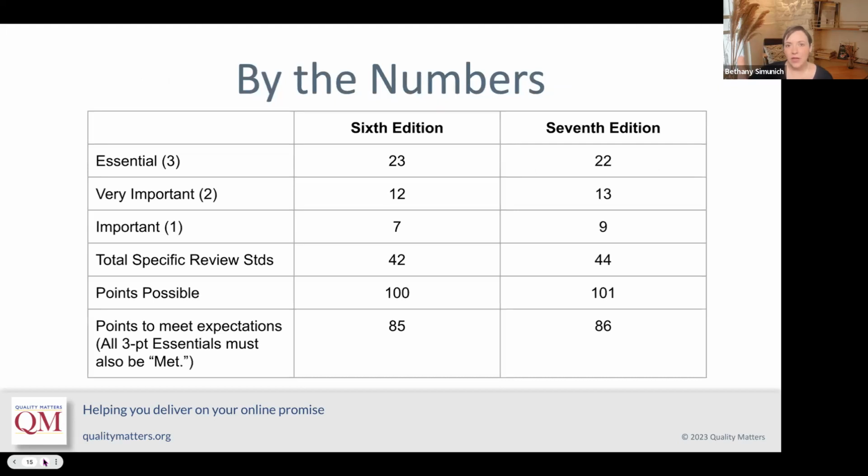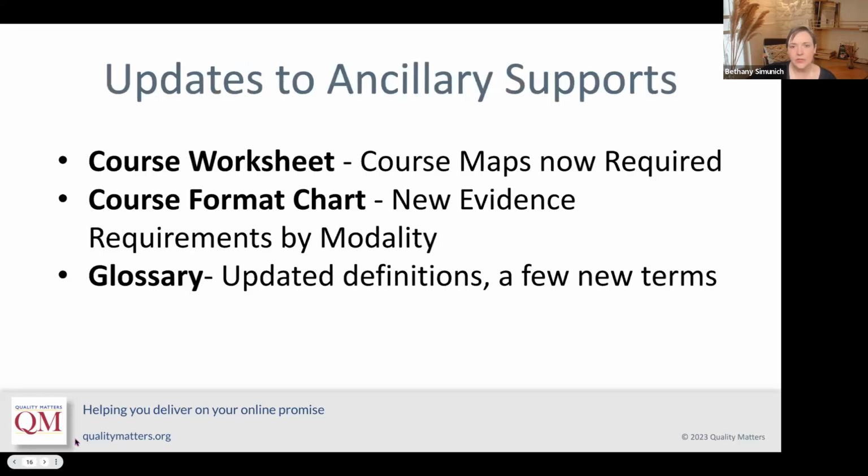So by the numbers, you can see not a lot of huge changes here. We do have now one more standard than we had before. So you can see the breakdown with essential standards. We have one fewer essential standard than we had in the previous edition, one additional 2-point standard, 2 additional 1-point standards. So in terms of points possible, sadly, we no longer have that nice number of 100. So we now have 101 as the total points possible, with 86 points as the minimum to meet standards. And still all 3-point standards must be met.